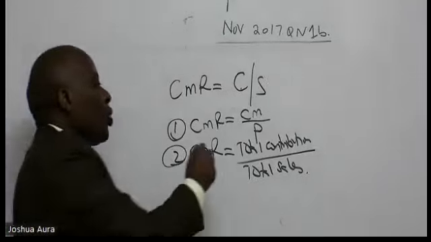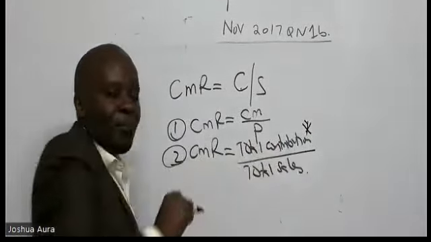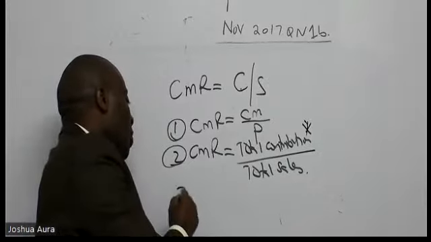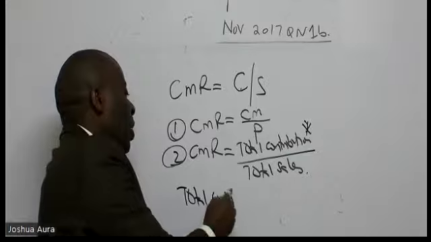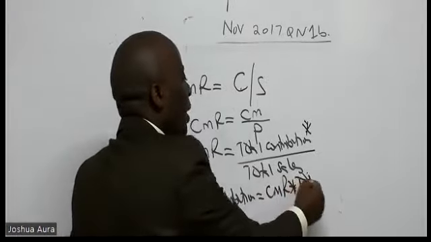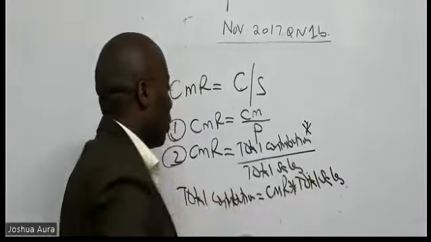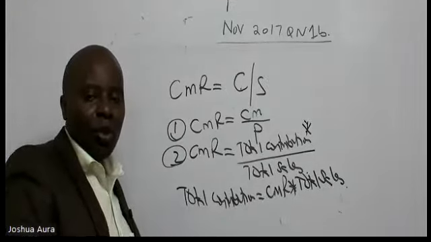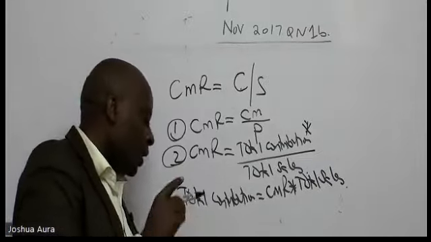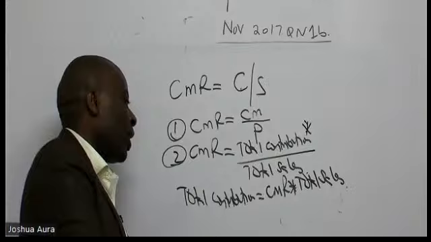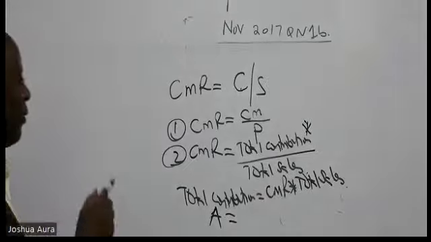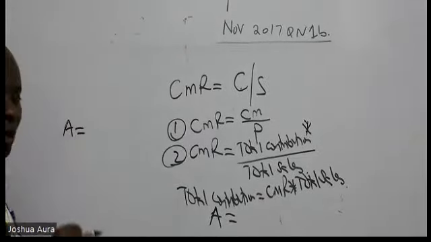So could you kindly make total contribution the subject of the formula from the second equation? From the second equation, the total contribution will be equal to CMR times what here, somebody? Times total sales. The total contribution will be CMR times total sales. So then could you kindly do me a favor? Could you kindly give me the total contribution from the first product known as product A? Is there somebody who is able to give me the total contribution from product A?